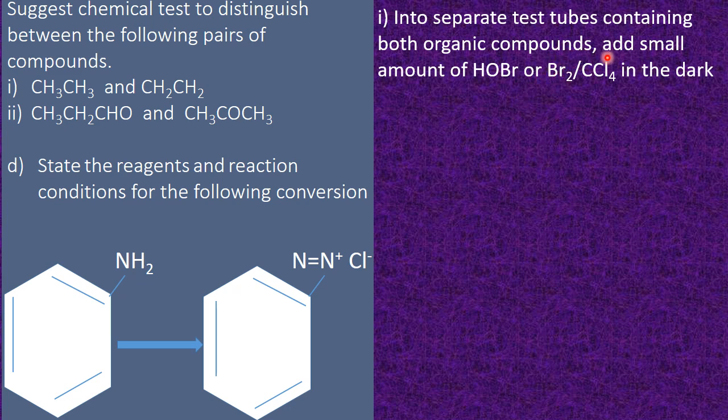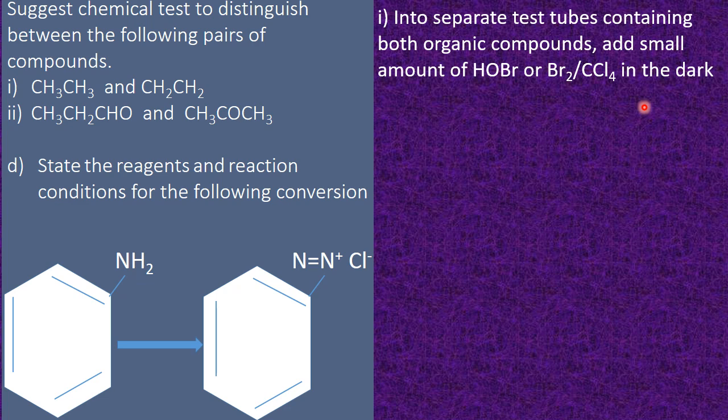Why is it in the dark, guys? It's in the dark because if we put it in light for some long time, guys, we are going to have a free radical substitution reaction. Okay, we don't want those free radicals to interfere with it. We don't want free radicals to be produced. That's why we are carrying it out in the dark. The condition is very important, guys, very, very important.